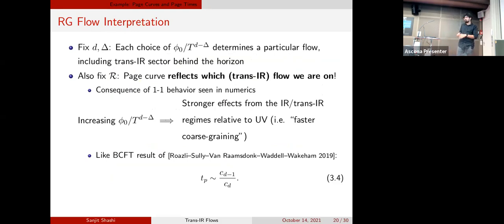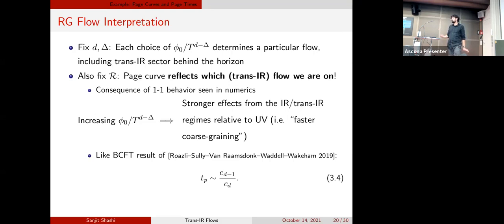Now, one can ask, what does it mean to increase the deformation parameter? Essentially, it means you have a more deformed flow. For a probe like the Page time, which seems to be telling us something about the entire flow, we would have stronger contributions from whatever's going on in the IR or trans IR. That's a loose idea of what might be happening. So in some sense, what we're trying to claim is that when the IR effects are more important, the Page time should go up.